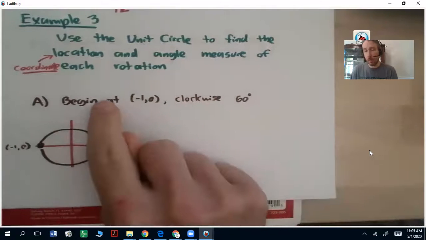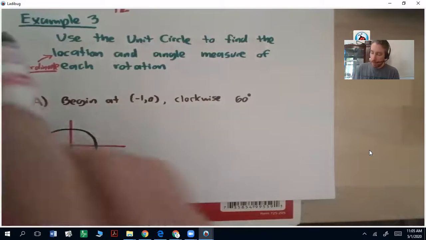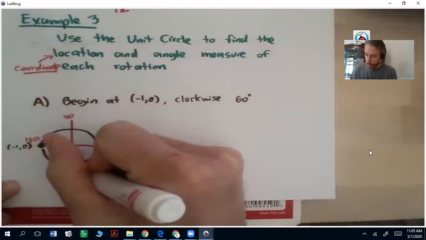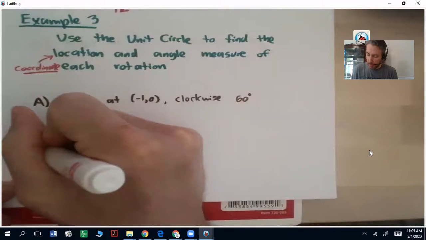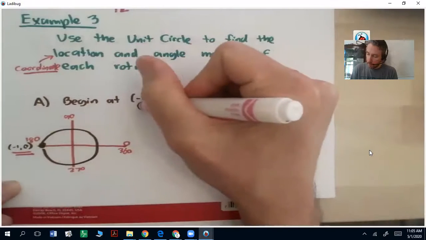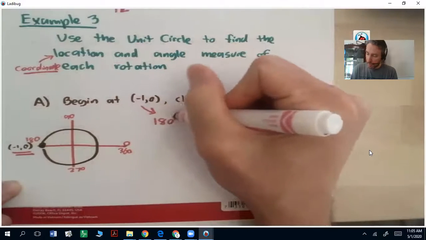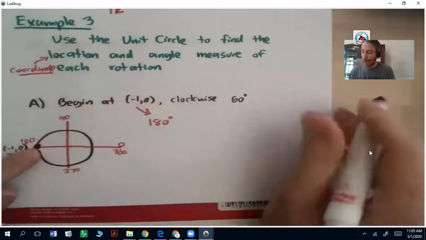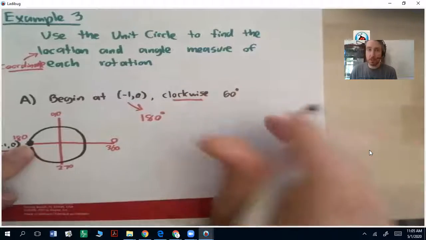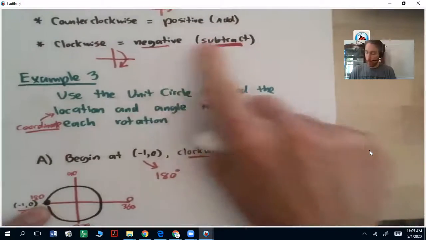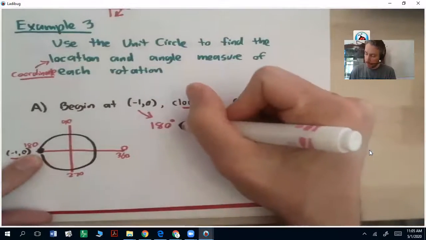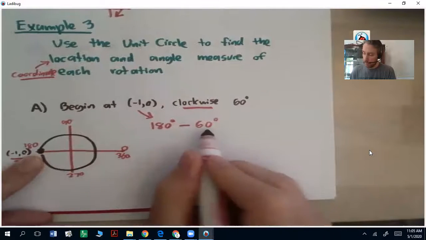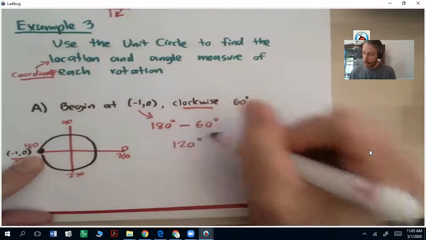So we first have to think about what degree we start at for -1, 0. And this would be 0, 90, 180, 270, and 360. So we're starting at 180 degrees. I want to think of this in terms of degrees, not coordinates. Our starting point happens to be at 180 degrees on the unit circle. I want to go clockwise 60 degrees. So clockwise, remember, is negative, and we want to subtract. So we want to subtract 60 degrees from 180 degrees, and that's going to give you 120 degrees. So that's the angle measure.